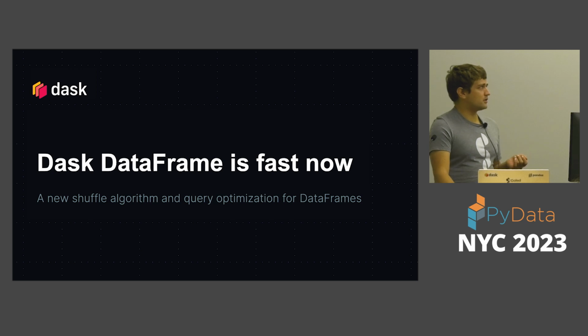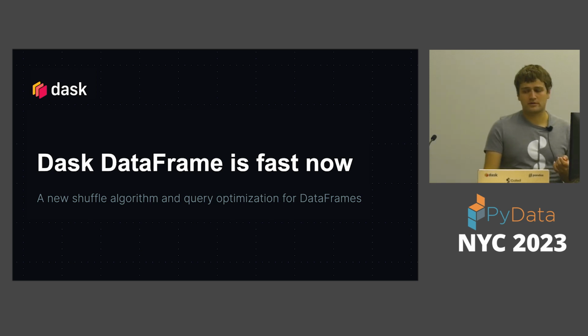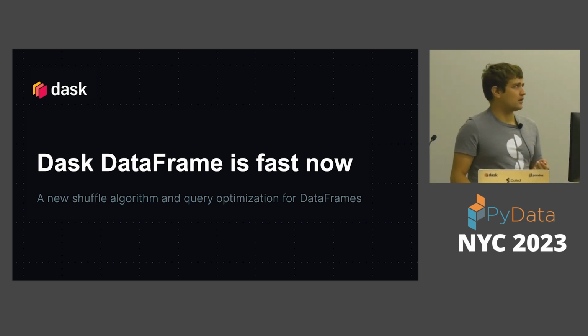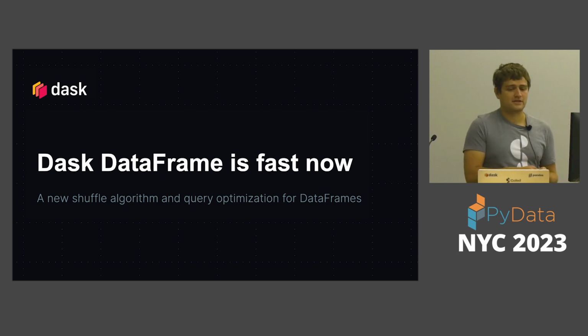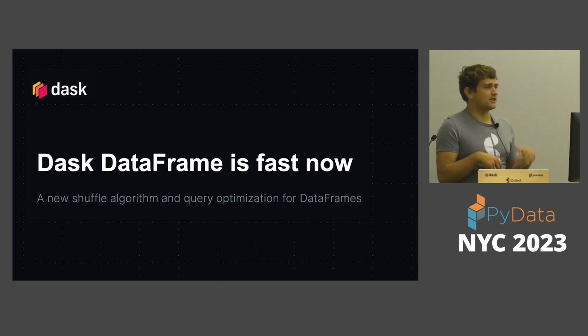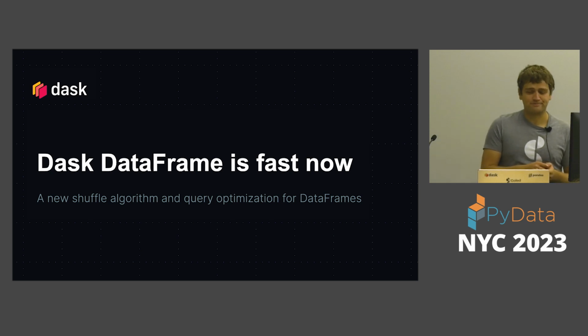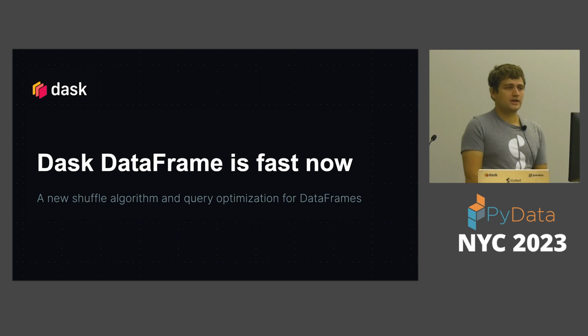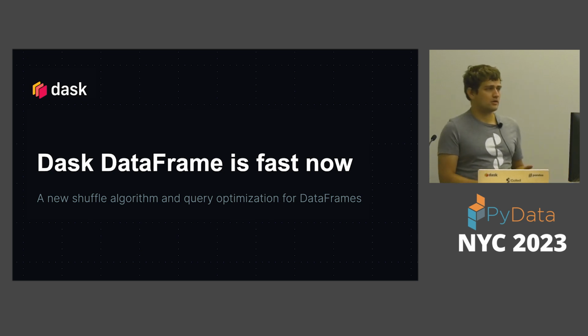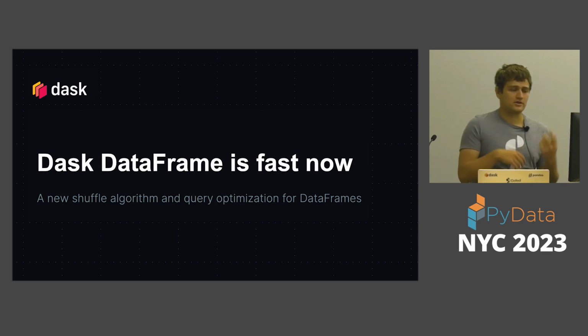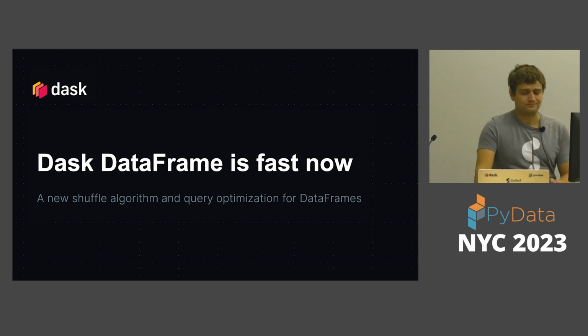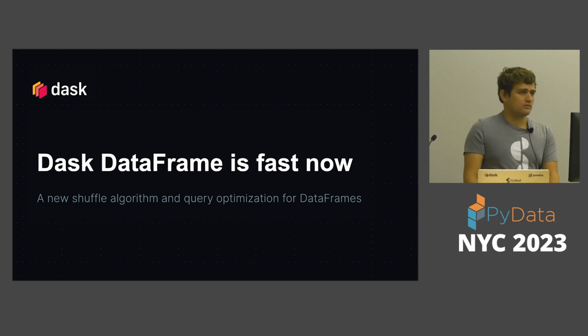We will now move over to Dask DataFrame in a bit more detail. The theme of this is that Dask DataFrame is faster. We will see in a little bit why this is true. We will specifically talk about a new shuffle algorithm and how we introduce query optimization to Dask DataFrames so that we can just avoid doing unnecessary work. And then we'll watch another demo, how this looks in comparison with the previous implementation.